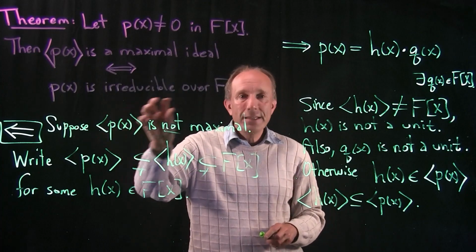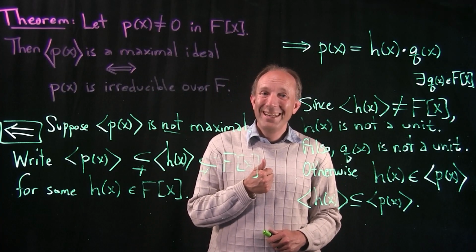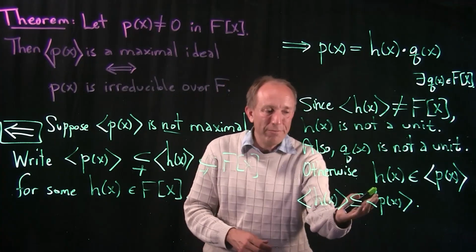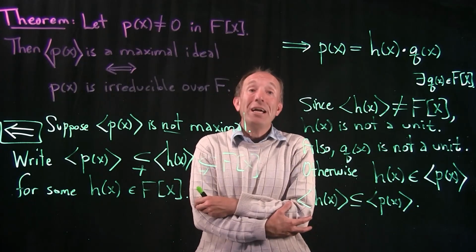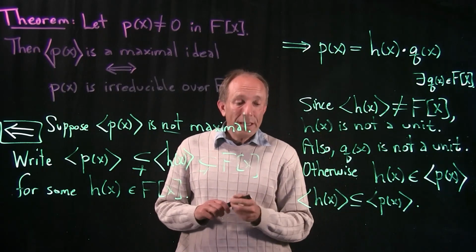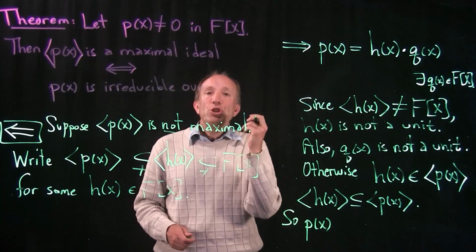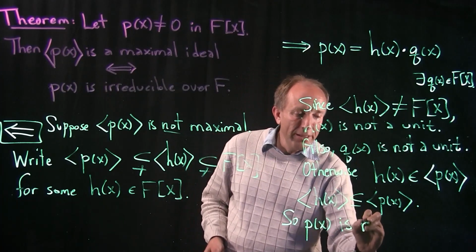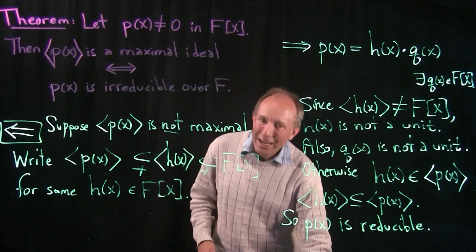We are saying p of x is not maximal so that there is a strictly larger ideal that contains this principal ideal generated by p of x. We don't want to be coming to the conclusion that somehow the p of x and h of x generate the same ideal, which is what we would be saying here. So, what this means is that we have actually factored p of x in an interesting way, not just cheating with units. And so p of x, if we've been able to do that, then p of x is reducible. I hope this makes sense.